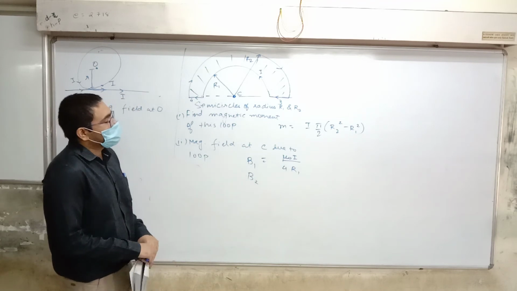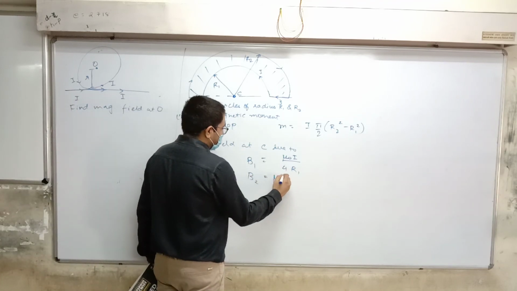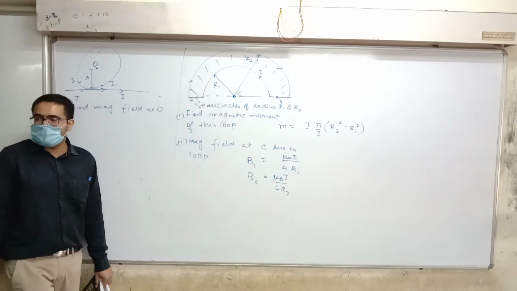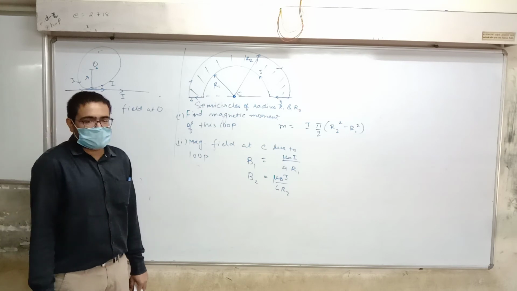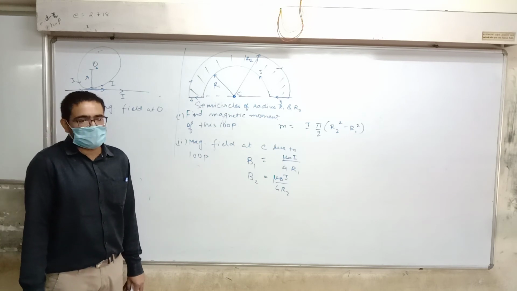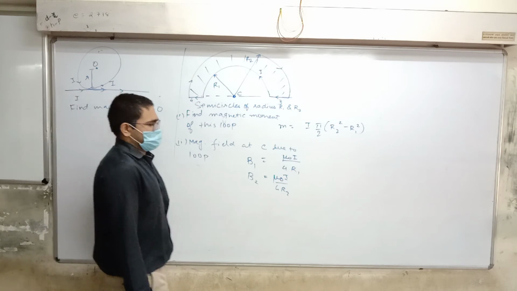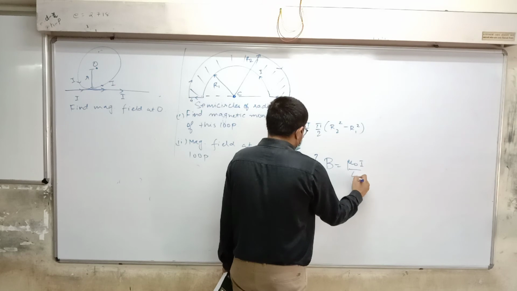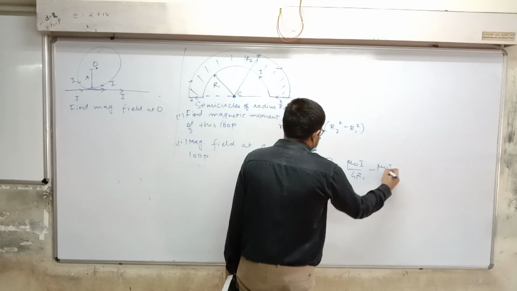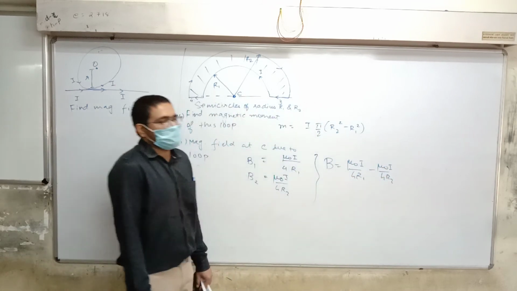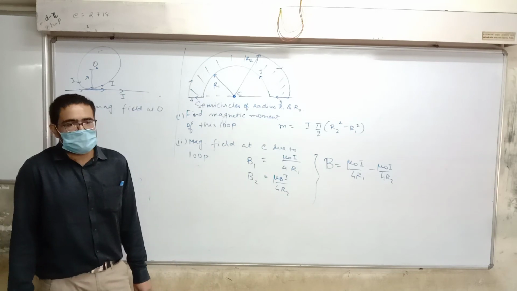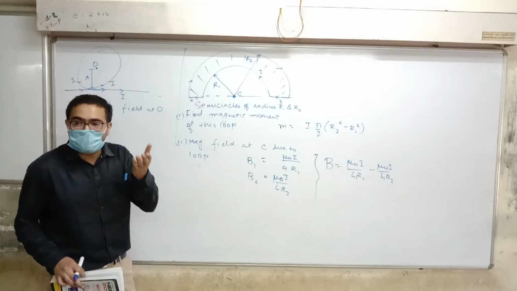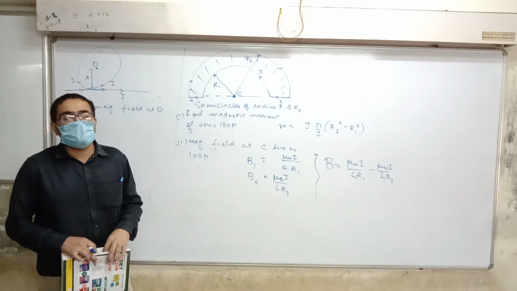Okay, now we do the same thing, right? mu0 I by 4R2. So final answer, what? The final answer is going to be B is equal to mu0 I by 4R1 minus mu0 I by 4R2. Clear? Why minus? Directions. Magnetic field is a vector.